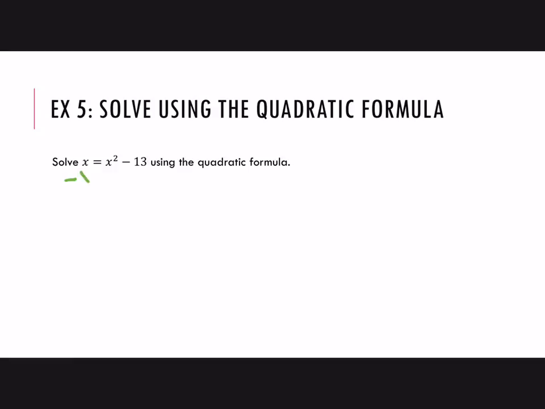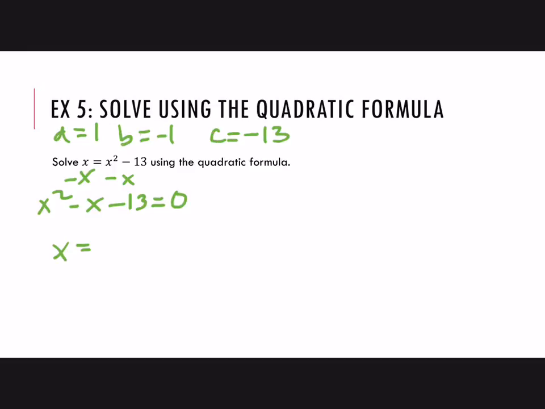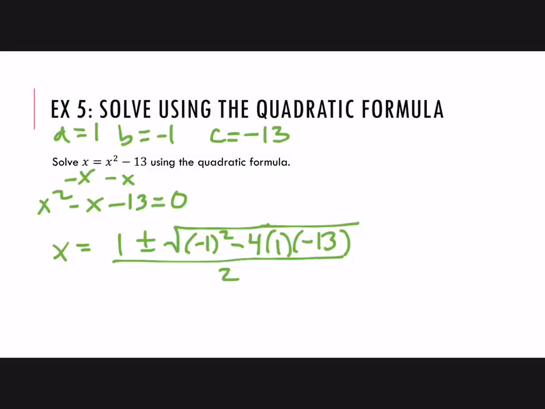So in this case, I will subtract x from both sides to get this in standard form. X squared minus x minus 13 equals 0. So then a is 1, b is -1, c is -13. So we have x equals the opposite of b plus or minus square root b squared minus 4ac all over 2a.